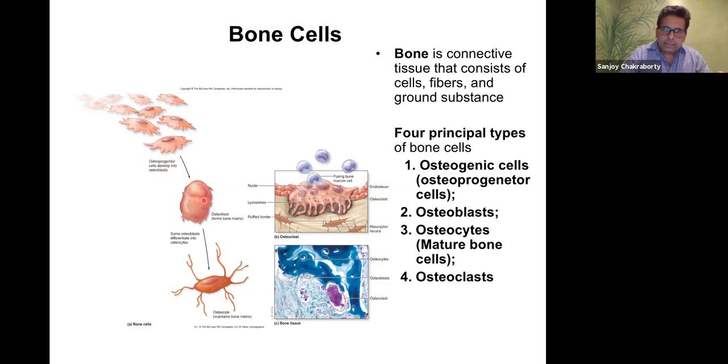This is osteoblast. And then finally, once they mature, see, they have a lot of extension-like structure. So they become like this. So this is osteogenic cell. That's osteoblast. And that is osteocyte.